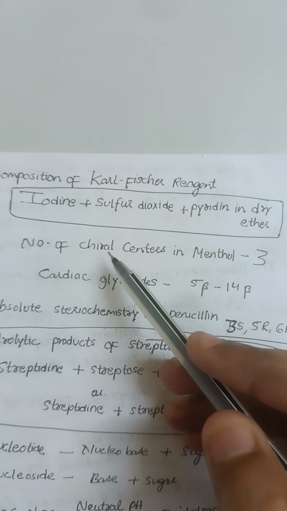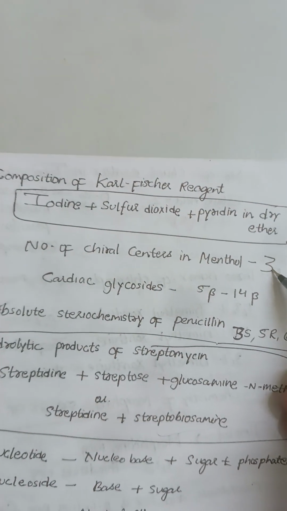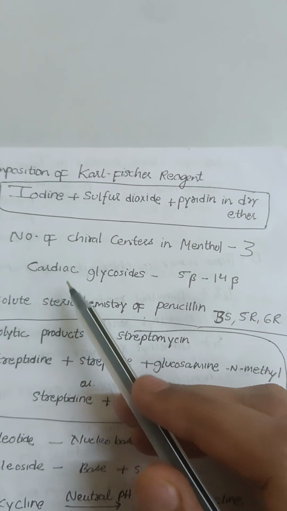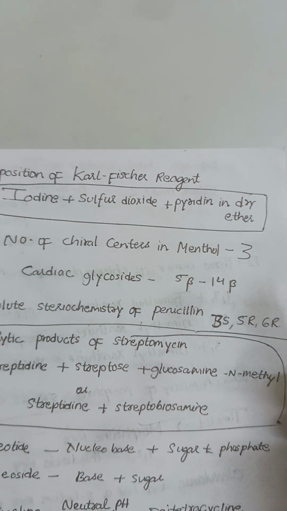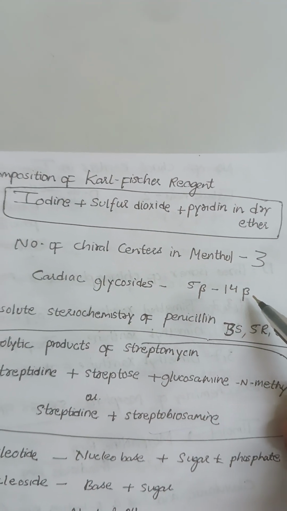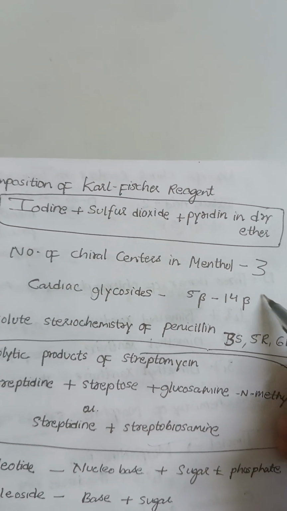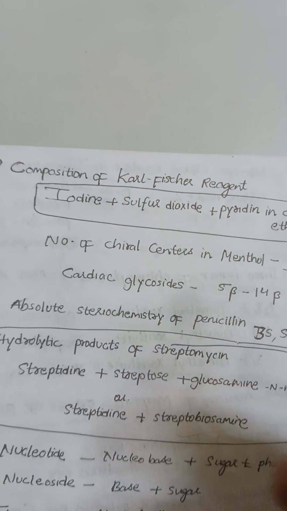And the number of chiral centers in menthol is 3. And the configuration of cardiac glycosides is 5 beta and 14 beta. Remember this, it's a very common bit for GPAT.